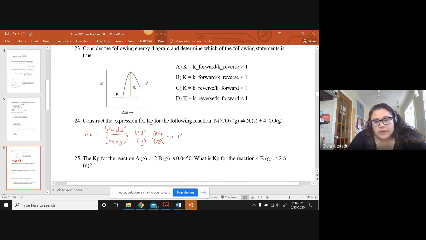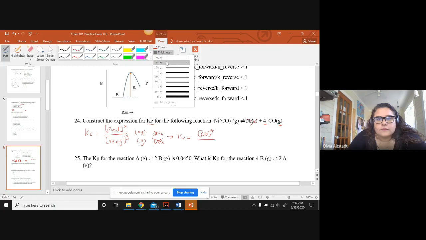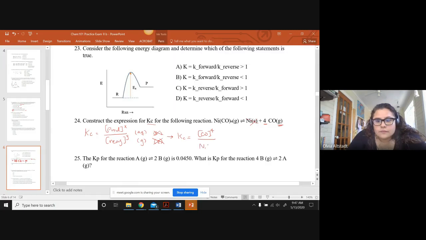So thinking of that, for our KC expression we're going to look at our products first. This guy is a gas raised to the fourth power because that's the coefficient. I do not include nickel because it's a solid. Because it's a gas and there's no coefficient here, it's raised to the power of one, so I don't write it. So this is the KC expression for this reaction.